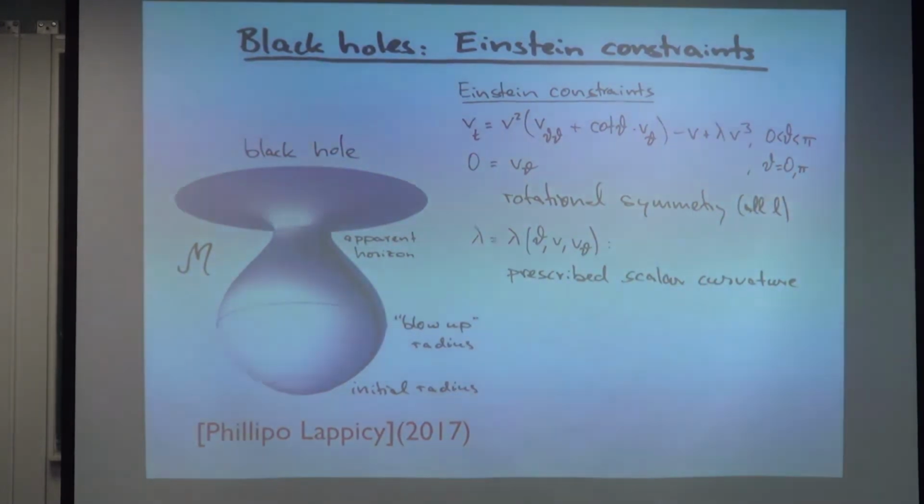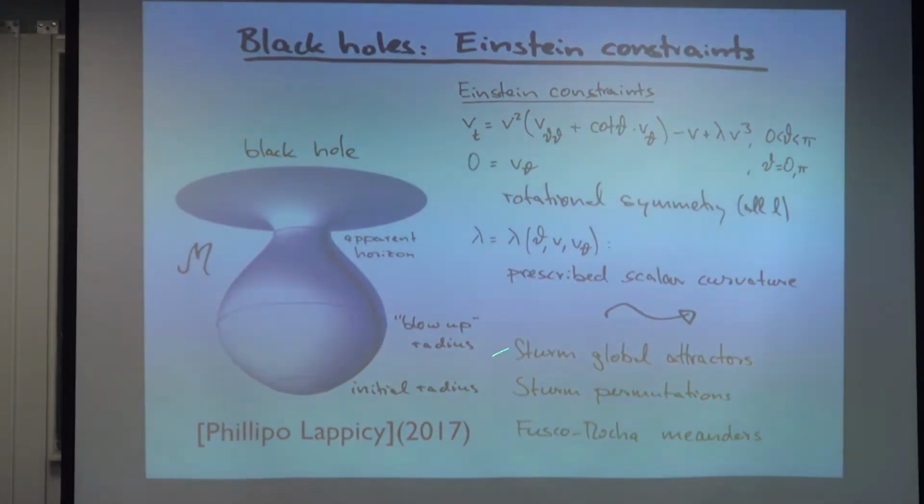So that's why he is carrying over now the whole theory which I presented in a semilinear setting to nonlinear settings, and then the heteroclinic orbits that we found mean certain initial conditions for this black hole dynamics. So that is his work. So he can talk about Sturm global attractors, Sturm permutations, and meanders, and so on, as they appear in this problem of general relativity.